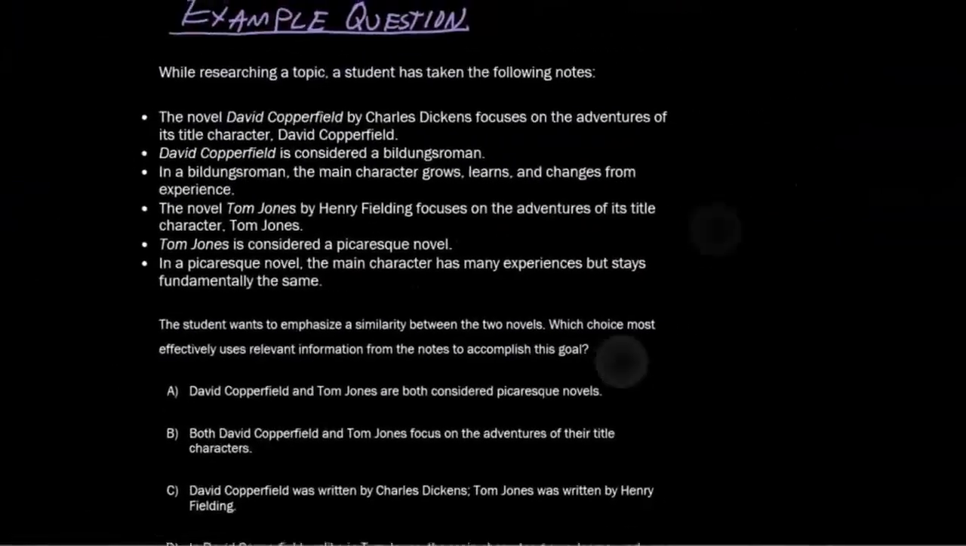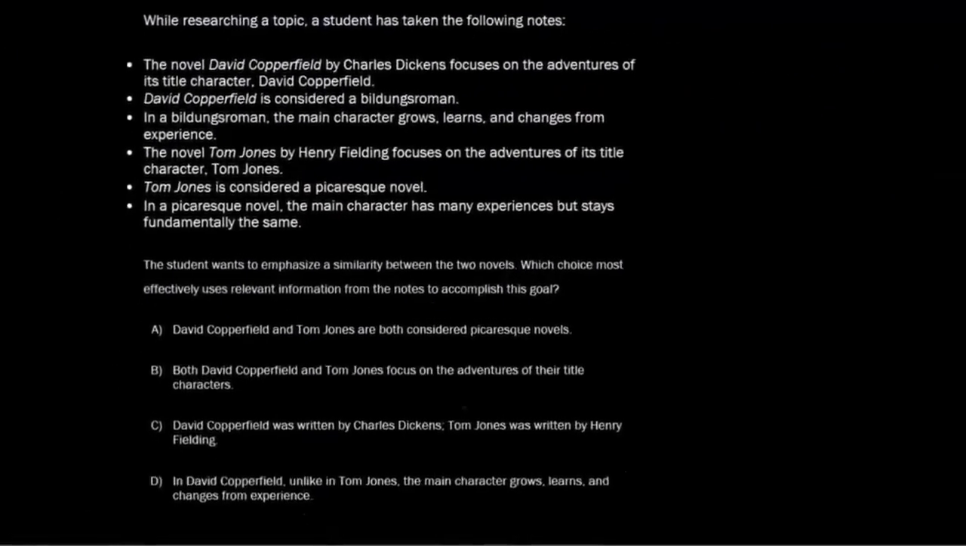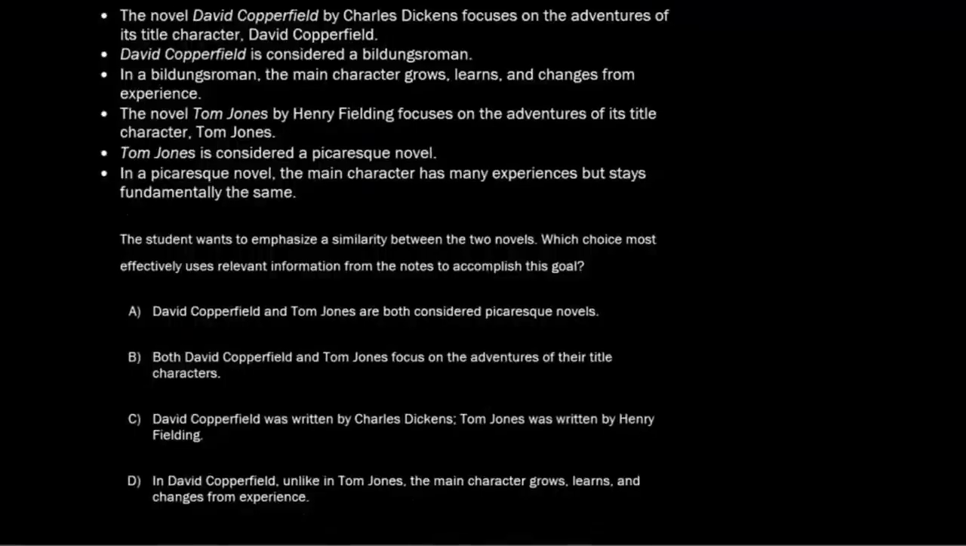Let's take a look at this example question. When researching a topic, a student took the following notes. There's a bunch of notes. The student wants to emphasize a similarity. What choice most effectively uses relevant information from the notes to accomplish that goal? This one says both, which is not even a similarity, so we can just eliminate it straight off the bat. This one says unlike, also not a similarity.